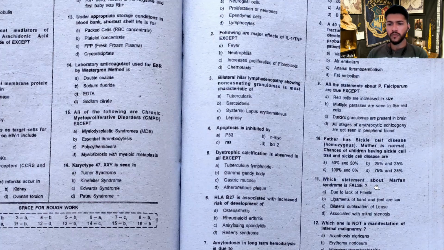Which statement is false about Marfan's? Lack of fibrillin, yes. Ligaments are lax. Bilateral subluxation of lens, yes. Associated with MS? No. It is associated with MR. It is associated with mitral prolapse.